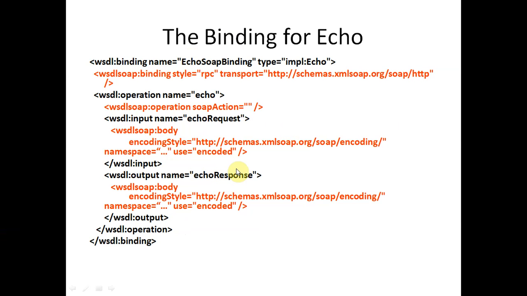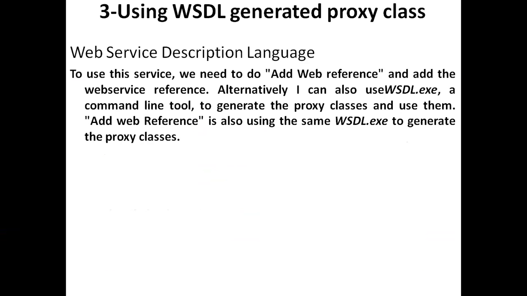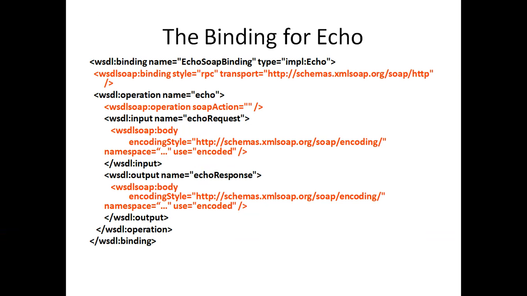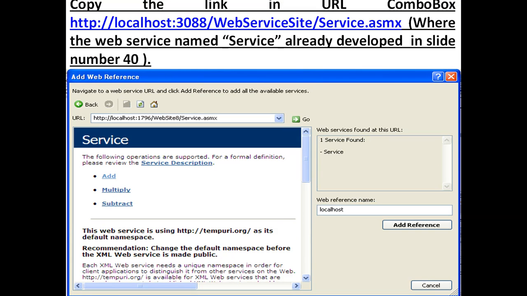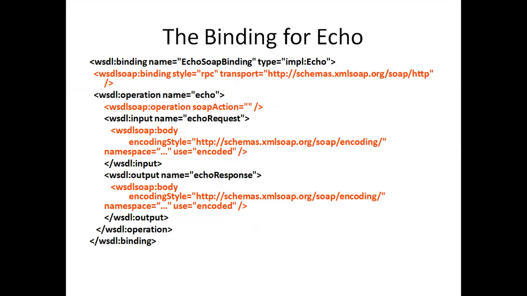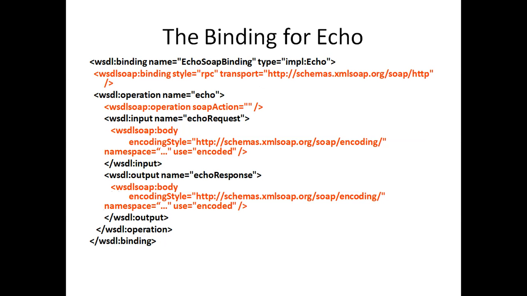So this is the binding for echo, and we will also use SOAP. In the next class I will discuss SOAP, where we will use it. So this is the architectural design of WSDL. We don't have to do much on this WSDL, because automatically it will create this WSDL file, and automatically it will connect with the web server.